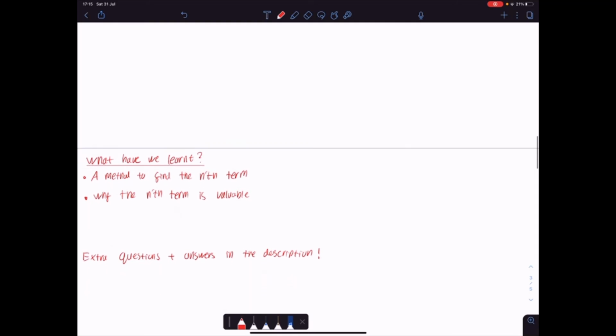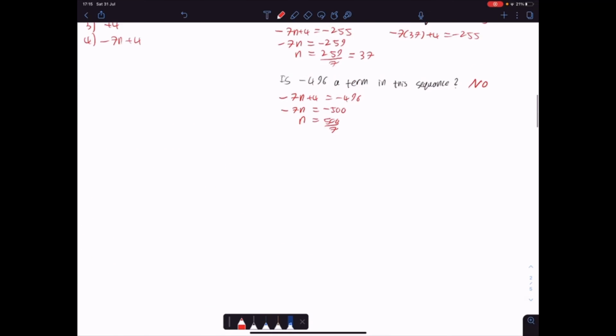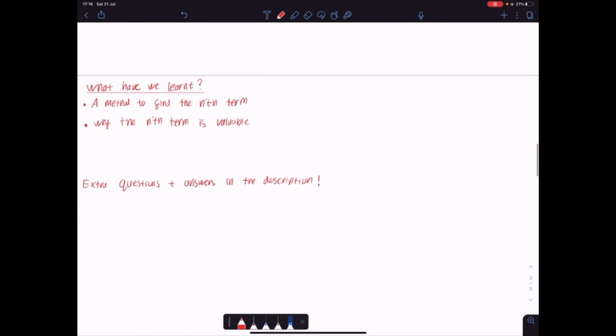Okay, so what have we learned? We've learned a method to find the nth term, and we've found out why the nth term is so valuable. We can use the nth term to find the 1000th term in seconds without having to write that down and calculate all of those numbers. Also, given a number, for example, -255, we can use the nth term and rearrange to say if that number is in our sequence, which is quite powerful.